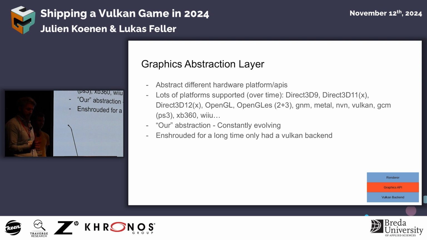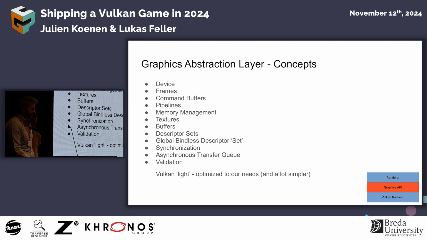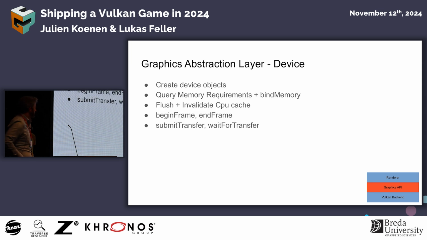For Enshrouded, for example, we did a clear cut: we disabled all the other backends, just used Vulkan, and evolved the API quite a bit to get more modern features in. This is basically all the concepts I will be talking about that we abstract in our graphics abstraction layer. First we talk a little bit about devices, and then frames. You don't have to read everything here, but it's basically what we need for the renderer. So, devices first.